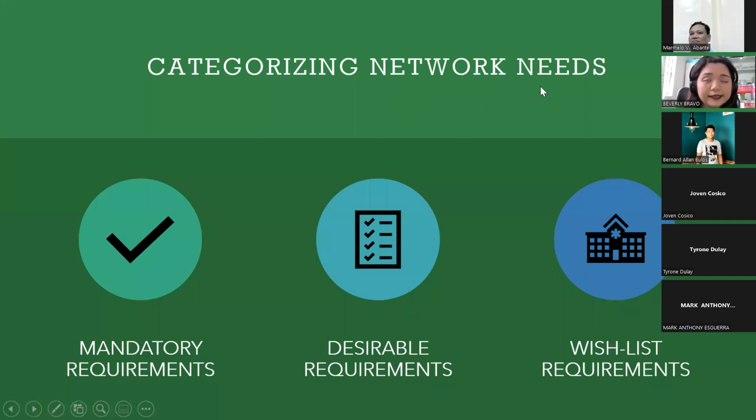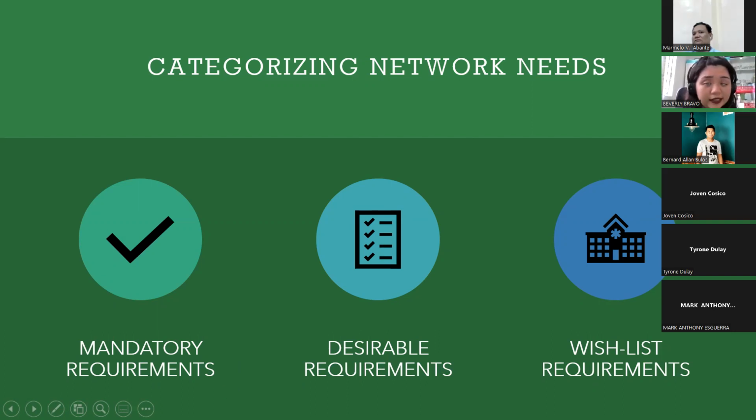Okay. And next is categorizing the network needs. This pertains to the specification of the network design. Basically, we'll categorize the network needs into 3 main categories. First off is the mandatory requirement. This means that this is non-negotiable, so this list has to be included in the network design no matter what.